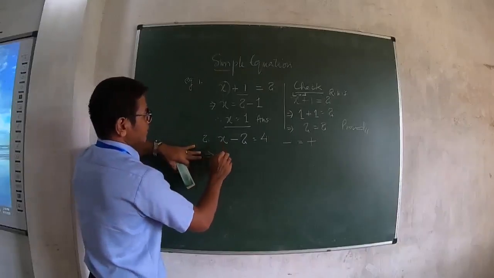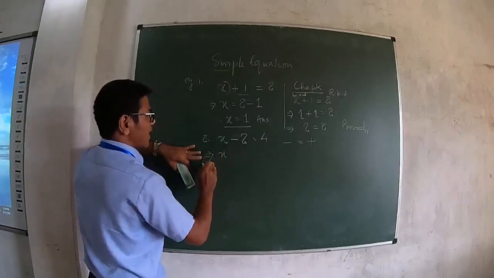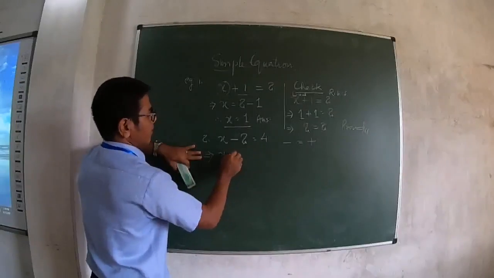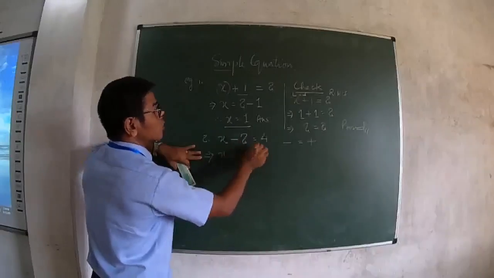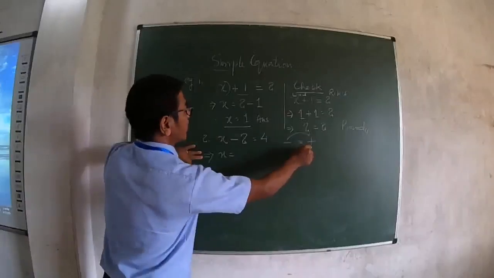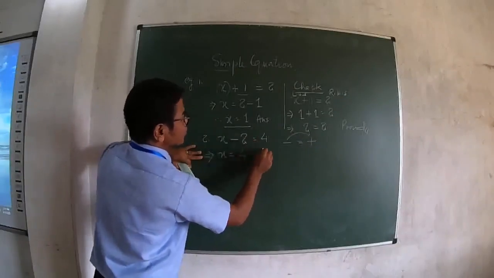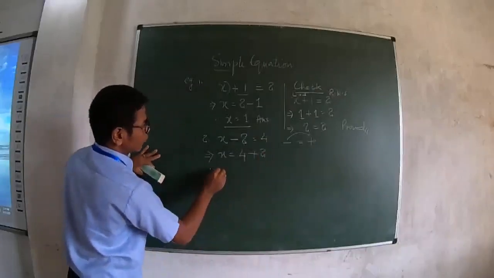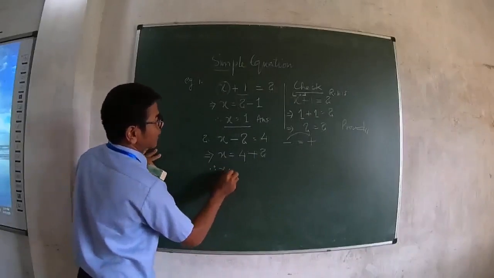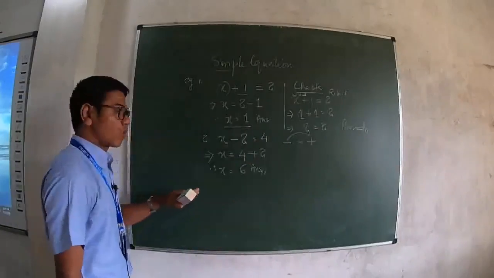x is the subject. Only x should be inside of equal to. Thereby, this is minus 2. I told you, minus when it goes to the right becomes plus. Thereby, 4 plus 2. What do we get? x equal to 4 plus 2 makes 6. Solution.